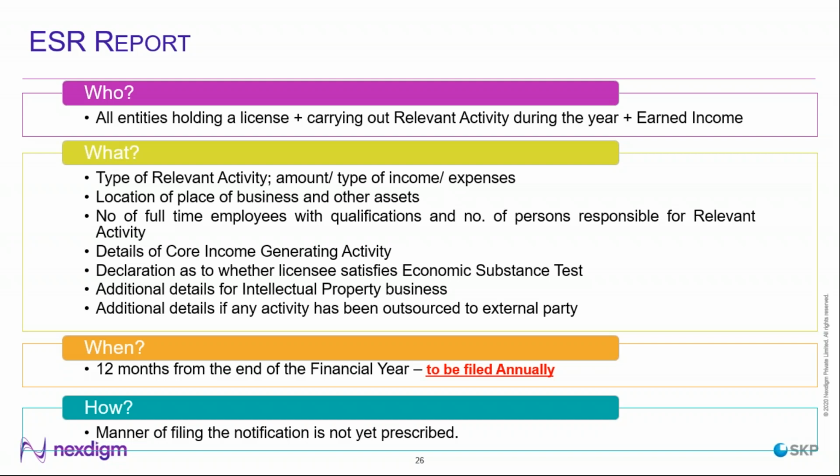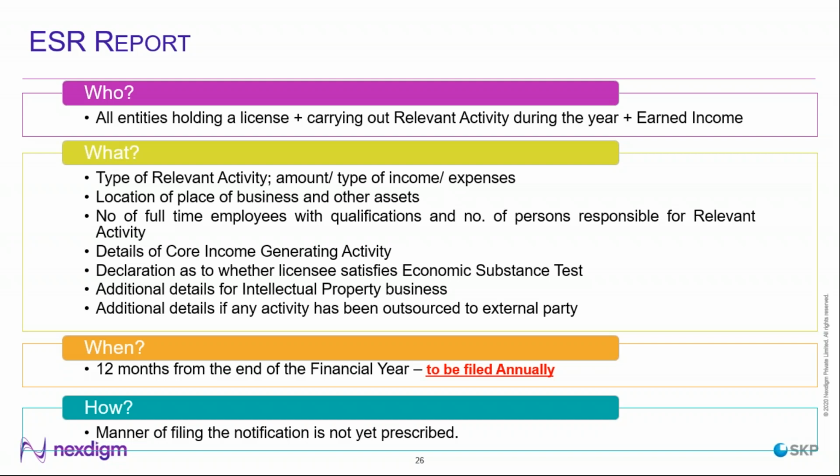And for example, who is supposed to file it? Anybody who holds the license and is performing the relevant activity is supposed to prepare this report. What needs to go is the type of relevant activity, amount, etc., location of place of business, and number of full-time employees with qualification. Now these are very critical information, because these are the information which will go in deciding whether the economic substance test is being passed or not passed.